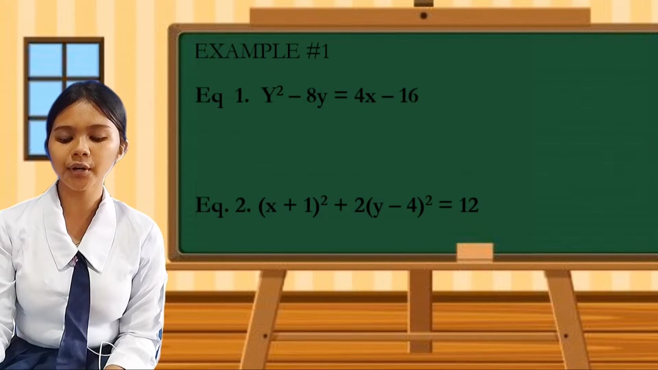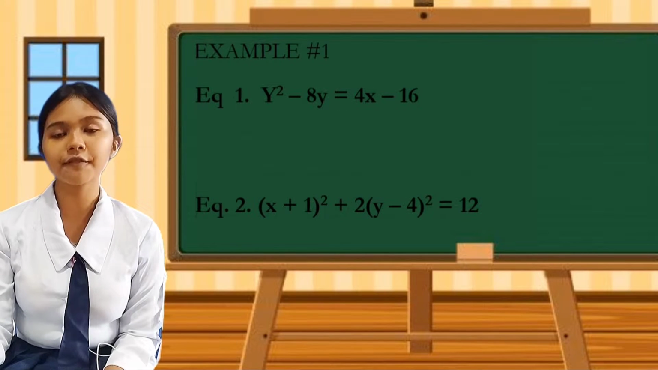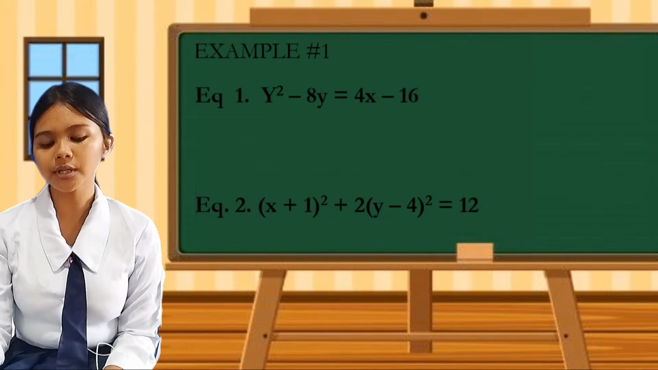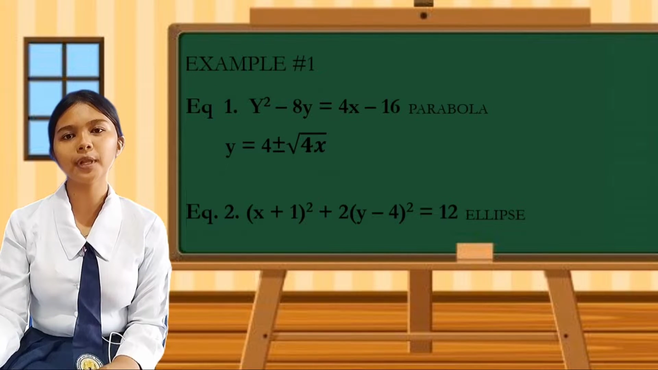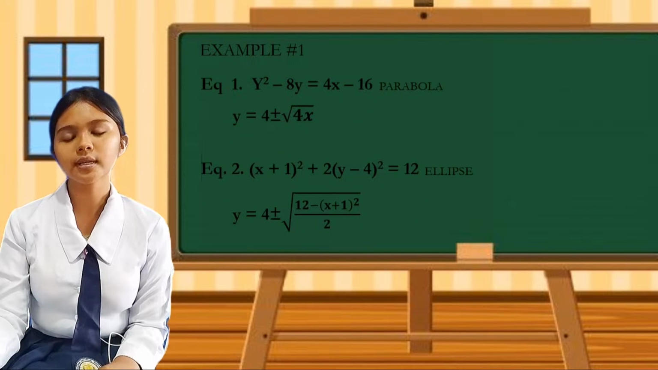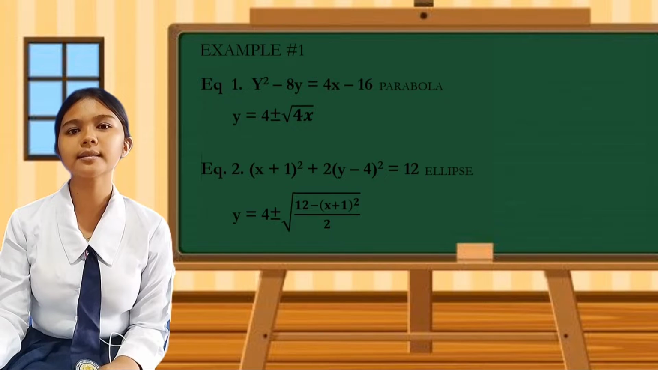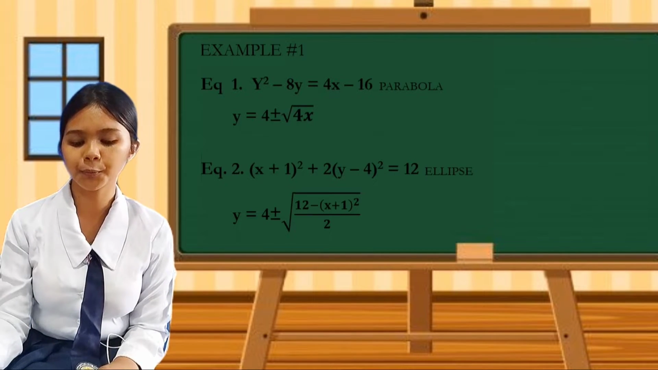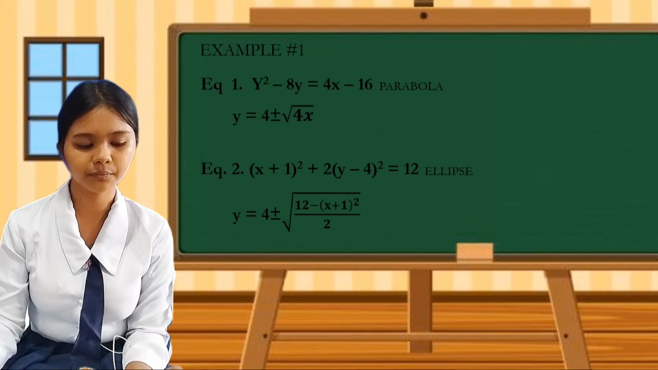Before we enter our equations in our graphing calculator, we are going to get first the value of y in each equation. For the first equation, this becomes y equals 4 plus or minus the square root of 4x. For the second equation, this will become y equals 4 plus or minus the square root of 12 minus (x plus 1) squared over 2. So let's turn on our graphing calculator.